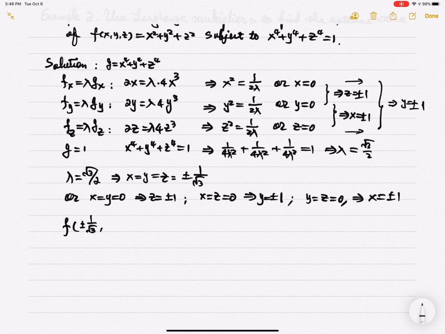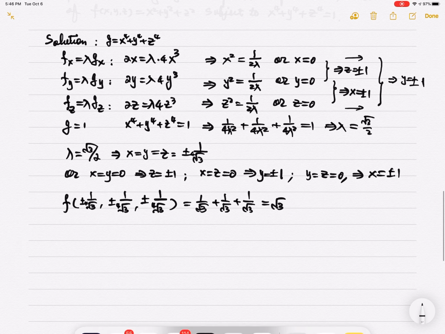and then, I think I should say this is a fourth root of 3. Okay, fourth root of 3. Positive or negative 1 over the fourth root of 3, for each coordinate. So this is equal to 1 over root 3 plus 1 over root 3 plus 1 over root 3. So 3 over root 3, that's equal to root 3.